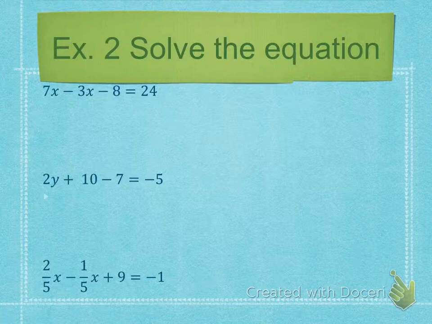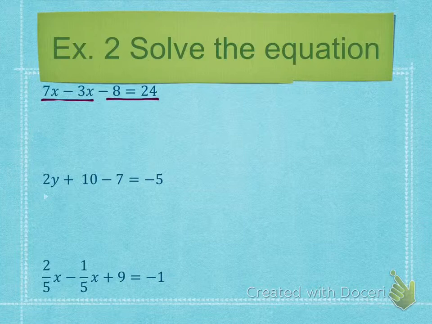How many sets of like terms do I have in this problem? Michael? 2. What are my like terms? Somebody tell me one set. Talisha? 7x and negative 3x. Okay, perfect. What is my other set, Jordan? Negative 8 and 24.